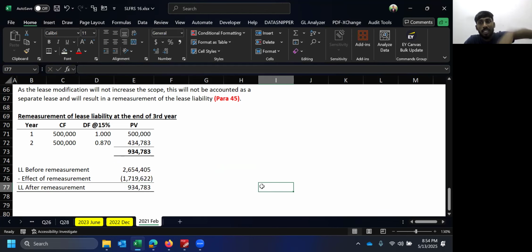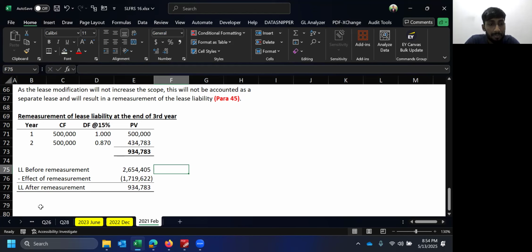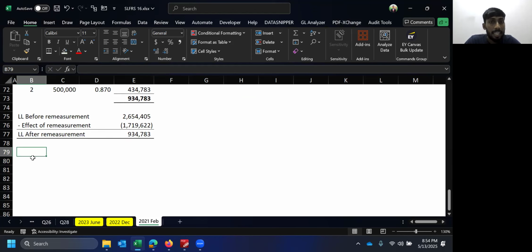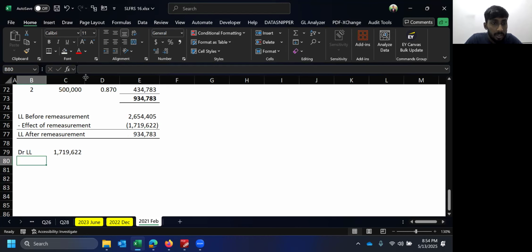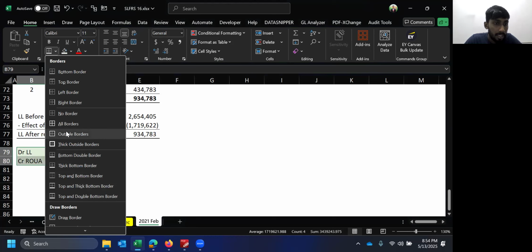Okay. Now how to record this? I have to reduce the lease liability, right? If we are putting an entry, how do we put it? Credit to lease liability or debit to lease liability? Debit to lease liability, credit right of use asset. Exactly. Debit to lease liability 1,719,622. Credit to right of use asset the same. This is how the entry would be.